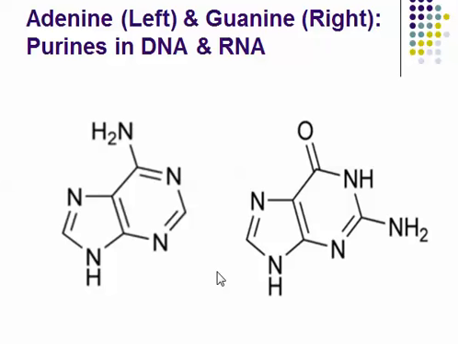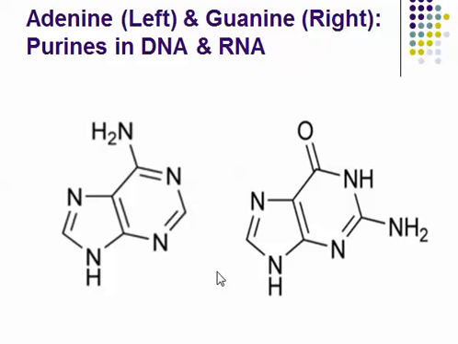So here are my purines. On the left, this is adenine, and on the right, that is guanine. These structures I need you to know because they're that important. So again, the foundation of the two structures are the same. Six-membered, five-membered ring. Six-membered has two nitrogens. Five-membered has two nitrogens. You see the double bonds that are there.